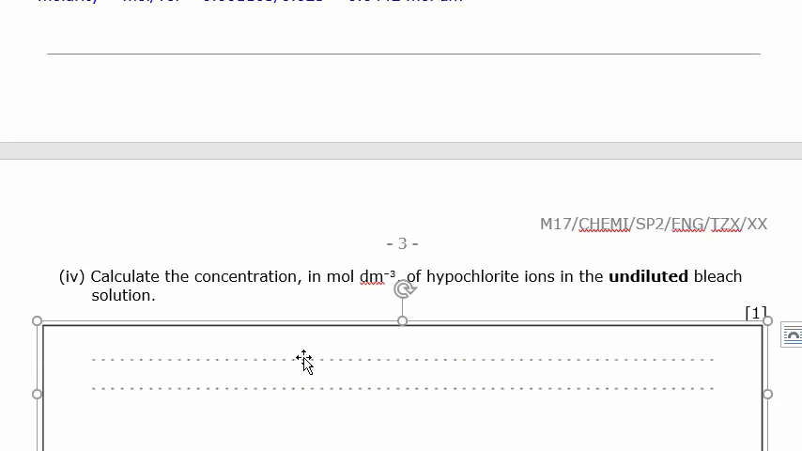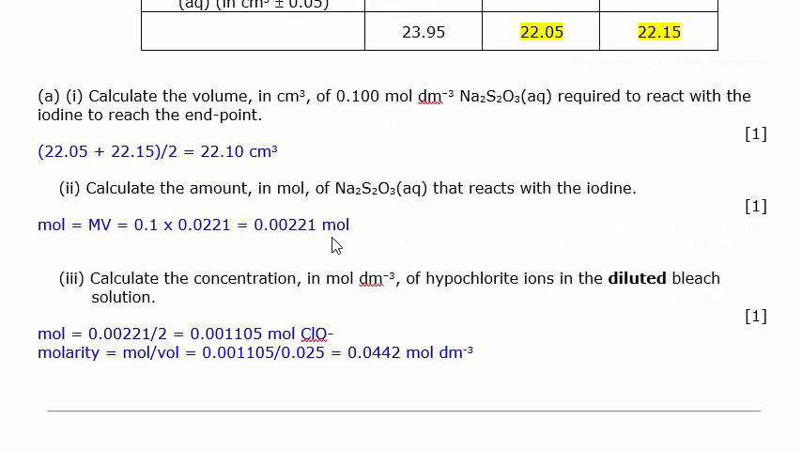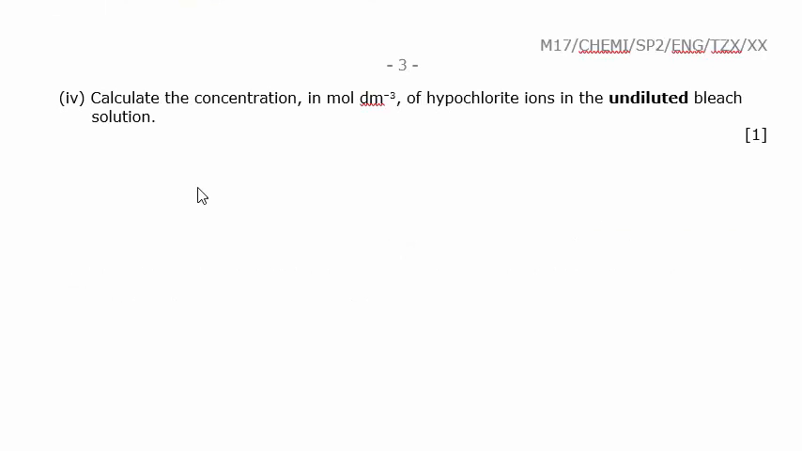Then we calculate the concentration in moles per litre in the undiluted solution. Well, you've got the concentration in the diluted solution. Remember we used a 1 to 10 dilution, so in the concentrated solution it will be 10 times more concentrated.